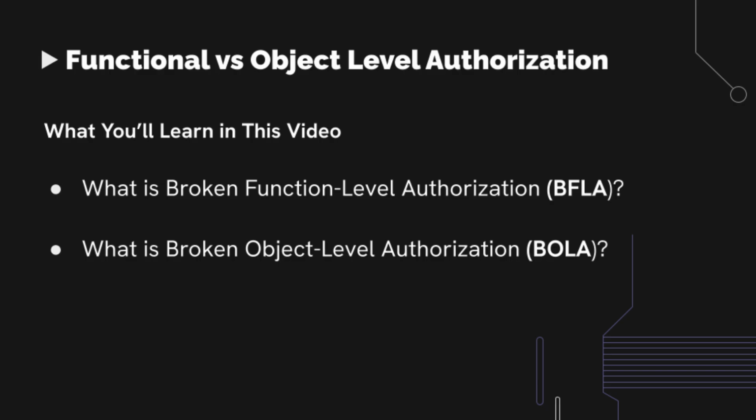In this video, we are going to understand the concepts of broken functional level authorization and broken object level authorization, how they differ from each other, why these vulnerabilities are dangerous, how they commonly occur in backend applications due to developer mistakes, and how to properly fix and prevent them.